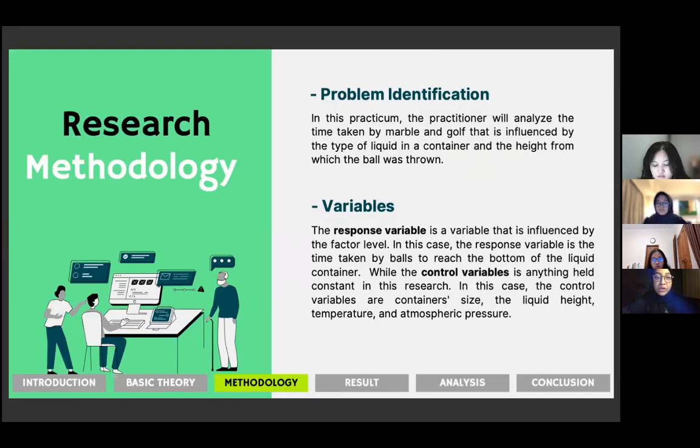Moving on to research methodology, for the problem identification, we will analyze the time taken by balls that is influenced by the type of liquid and the dismount height. For the variables, we divided them into two, which are the response variable and the control variable. In this case, the response variable is the time taken by balls to reach the bottom of the liquid container, while the control variable is anything that is constant. In this research, it consists of container size, liquid height, temperature, and atmospheric pressure.